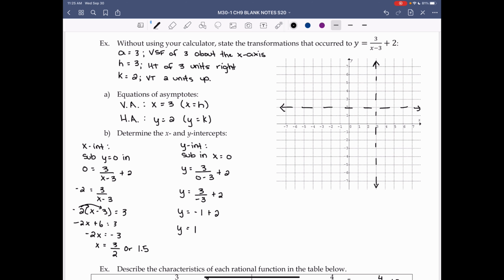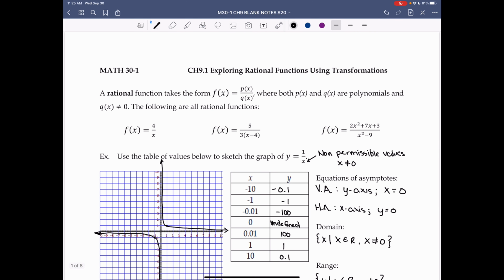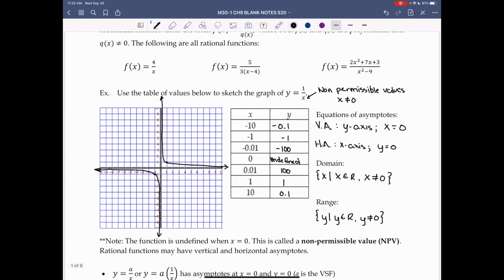If we look back at our first rational function, when we graphed the base rational function y equals 1 over x, we see that we have our asymptotes that cut our grid into 4. In this case, the 4 quadrants, because they're at x equals 0, y equals 0. And then we have 2 curves, one in the top right of our asymptotes and one in the bottom left of our asymptotes.